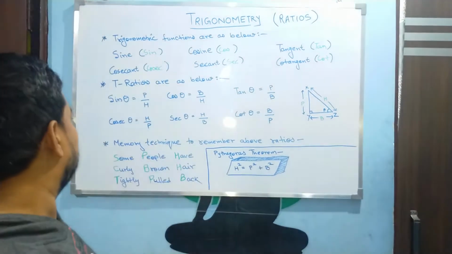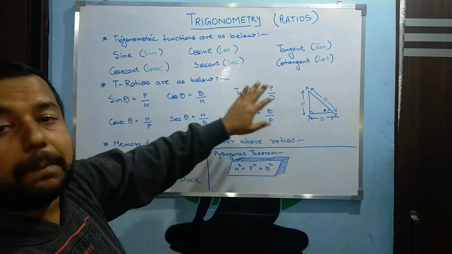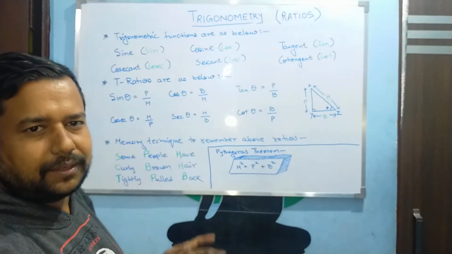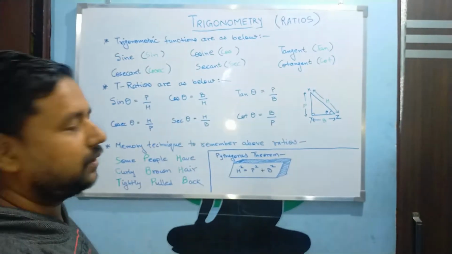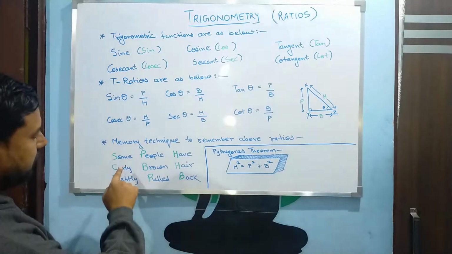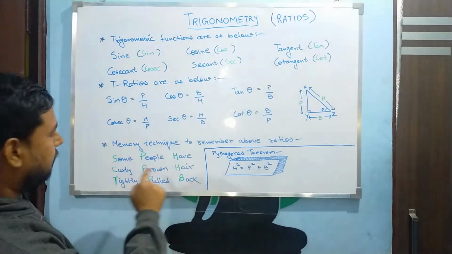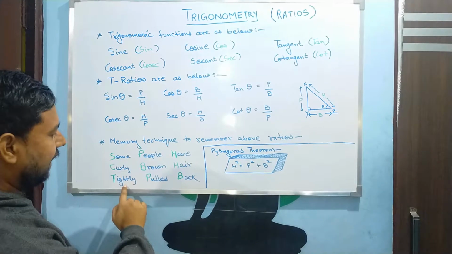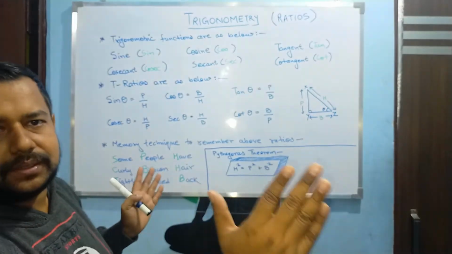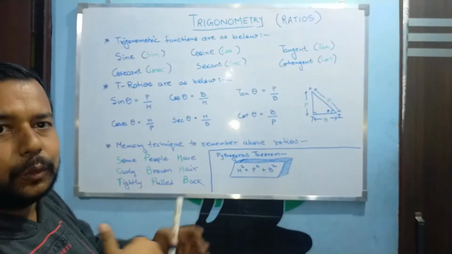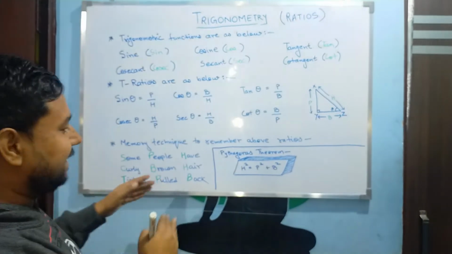These are all. Now how to remember this? There is a memory technique which I used during my school days. It's here. You can see: some people have curly brown hair tightly pulled back. It's one statement, but I have split it into three parts so that you can easily categorize.